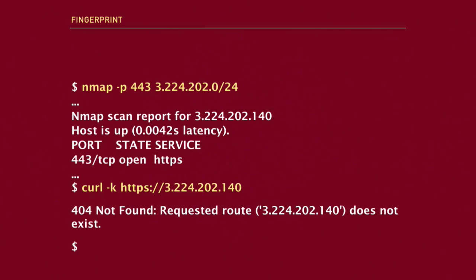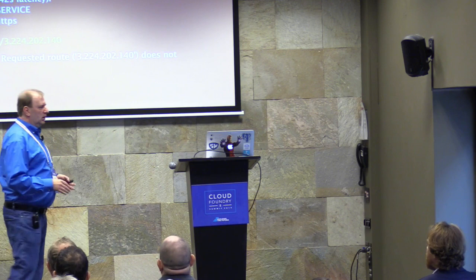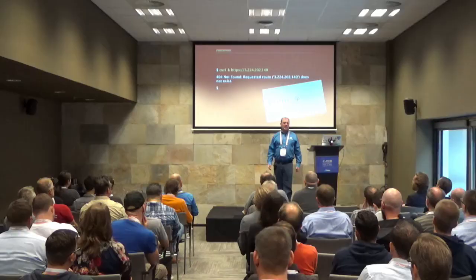So round one. Our friend the hacker wants to attack something. He starts using some common tools, nmap, whatever. Find an open port. Okay, hey, here's an interesting one. Let's curl it. That's a weird message. One minute of Google, hey, this is Cloud Foundry.